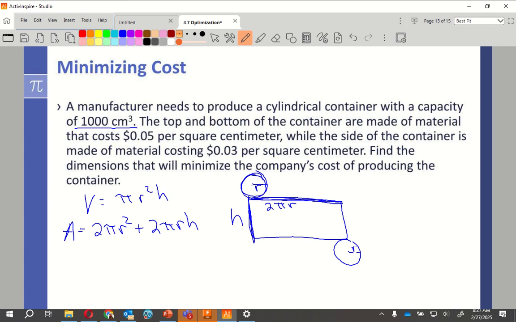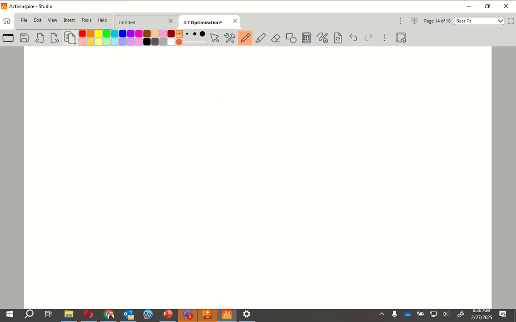Now, a couple things that I know now. So let's put in some information. I got my formulas down, so let's put in my information. For this one right here, I know that my volume has to be 1,000. So let's set that up. 1,000 is equal to pi r squared h. Yes?